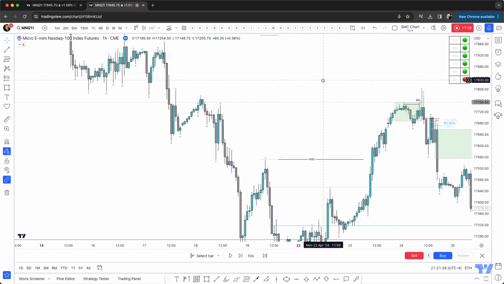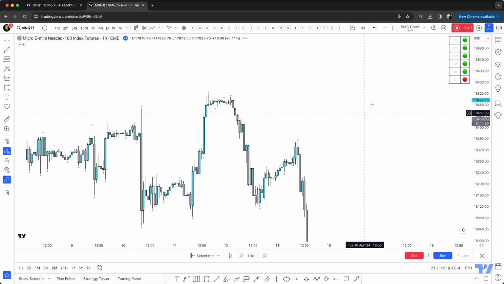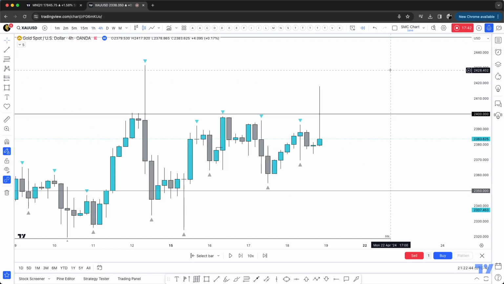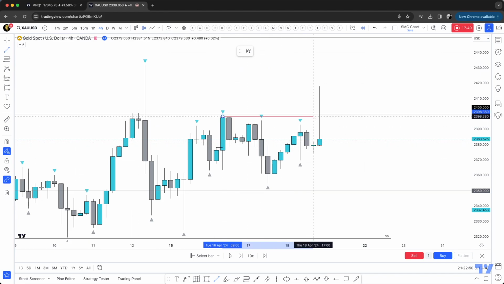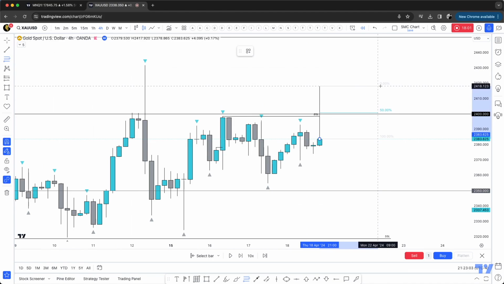Another thing you can use is the actual wicks. Let me find you an example right here. Next one is right here on gold. We see that the price just recently swept this high and respected the psychological level, this rounded number. So we sweep liquidity right here and reject very strongly to the downside. This wick is normally an inefficiency, so you can mark up the 50% of that.